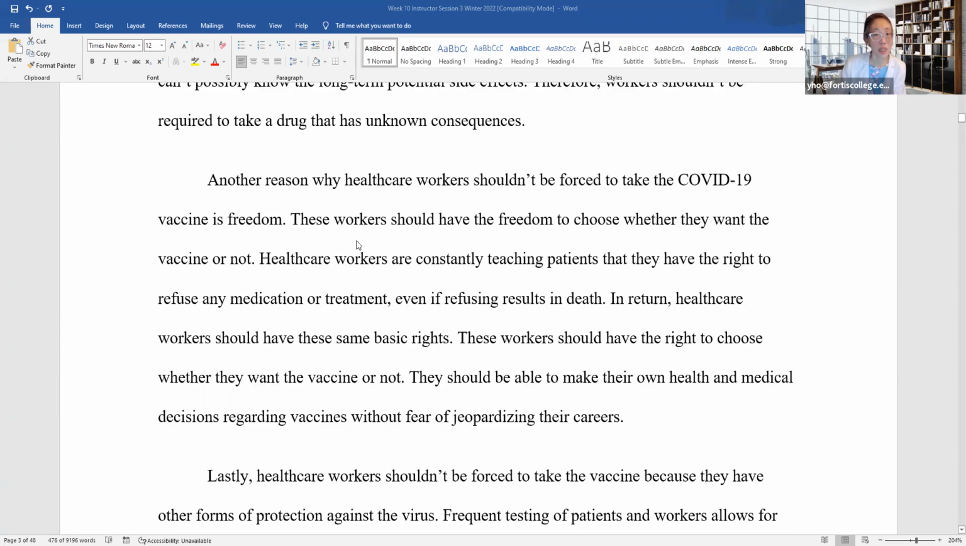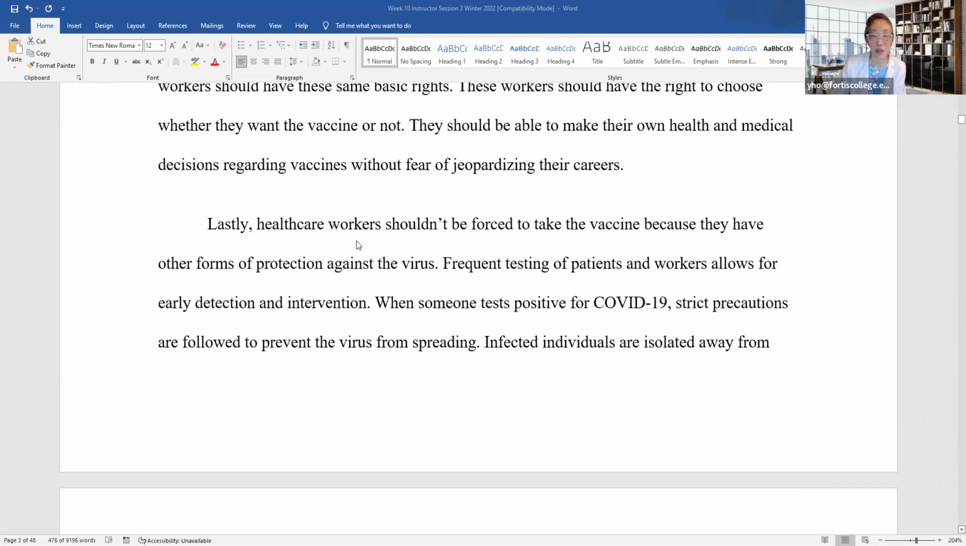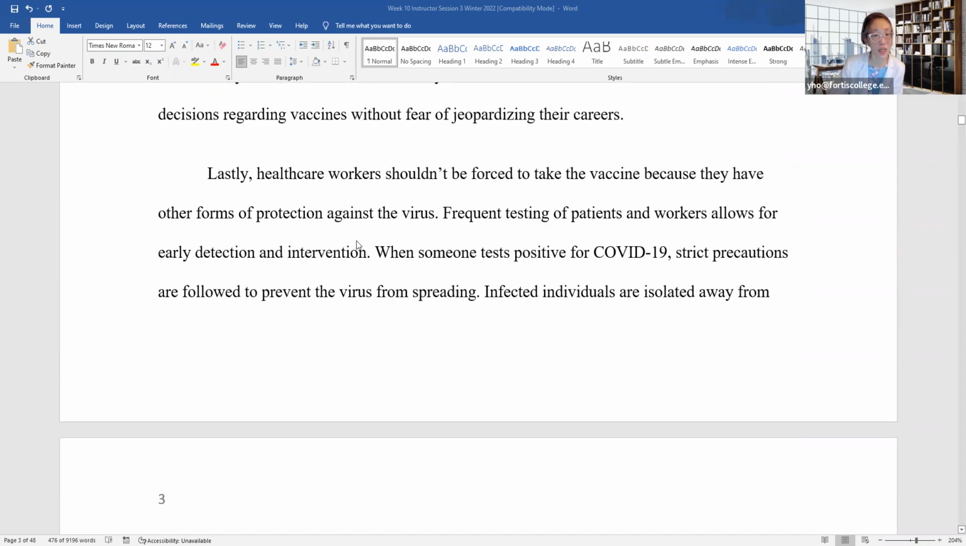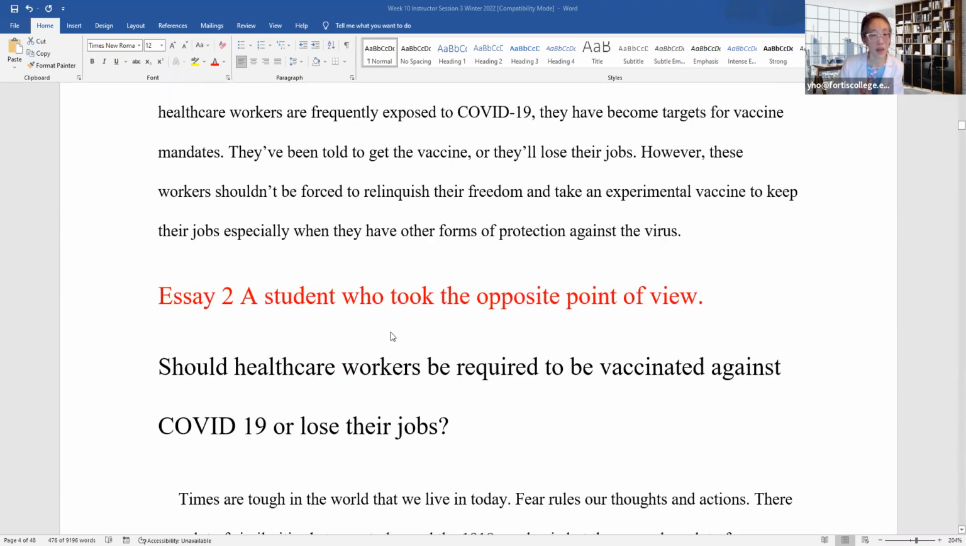Another reason why healthcare workers shouldn't be forced to take the COVID-19 vaccine is freedom. And lastly, healthcare workers shouldn't be forced to take the vaccine because they have other forms of protection against the virus. Notice how I'm only reading the first sentence of every paragraph, and that's because I'm going through the main idea of the essay. It's called skimming. And so here you have essay two.